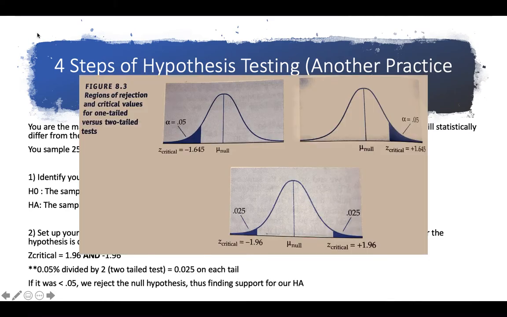Let's look at this in the book. I find that on page 210, figure 8.3 does a great job of demonstrating this. When you have a single critical region of either negative or positive 1.64, you have one region of rejection. But when you have a two-tailed test, you have to have a region of rejection in either tail, meaning you divide the 0.05 by 2, and you have a 0.025 probability on either end of the tail.